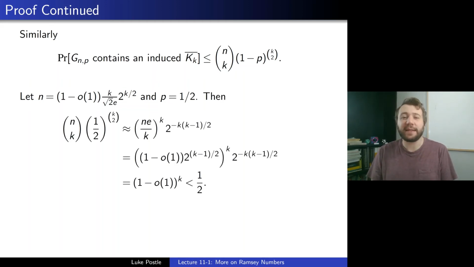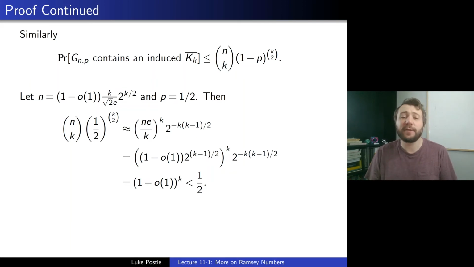Well, if you put in either p or 1 minus p, either way it's a half. So you get this upper bound on the probability of n choose k times a half to the k choose 2, if you approximate the binomial coefficient with n e over k to the k, which is what it is asymptotically, and rewrite the half to the k choose 2 as 2 to the minus k(k minus 1)/2. And then you plug in the n. You'll notice that the e and k parts will cancel, and we'll just have a 2 to the k over 2 over root 2, which becomes 2 to the (k minus 1)/2. And that will get raised to the power of k, and that will cancel out the 2 to the minus k(k minus 1)/2. And you'll be left with this (1 minus o(1)) to the k.